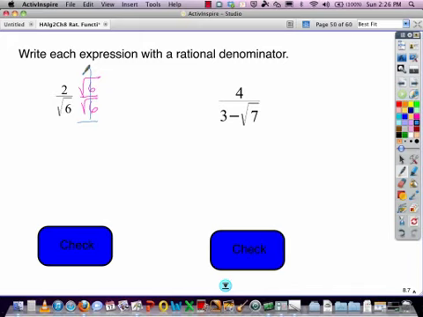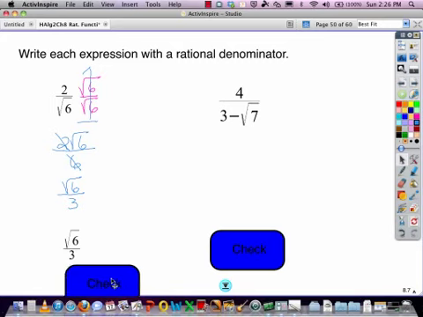So if it's in a form we need to use, ready? Let's use it. On top, we would get 2 root 6. Can't multiply those together. On the bottom, we would get radical 36, better known as 6. When we cancel, we would get root 6 over 3. You cannot cancel within a radical. Remember, radical is not a whole number. So when you finish, did you get root 6 divided by 3?